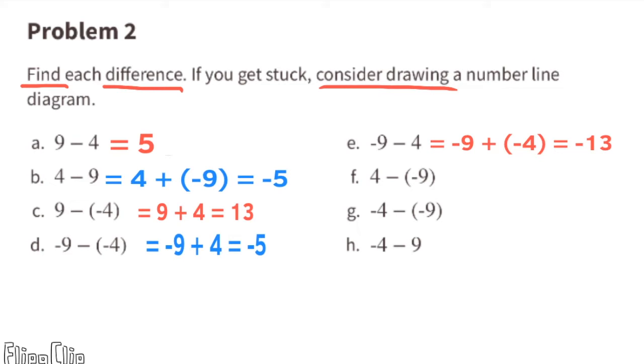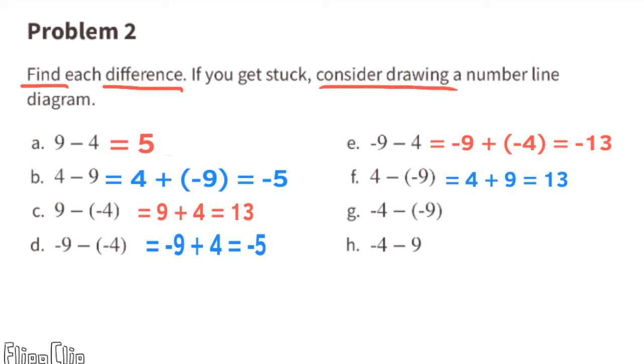F, 4 minus a negative 9. That's like 4 and the opposite of negative 9. And the opposite of negative 9 is positive 9. So we can rewrite this as 4 plus 9 equals 13.